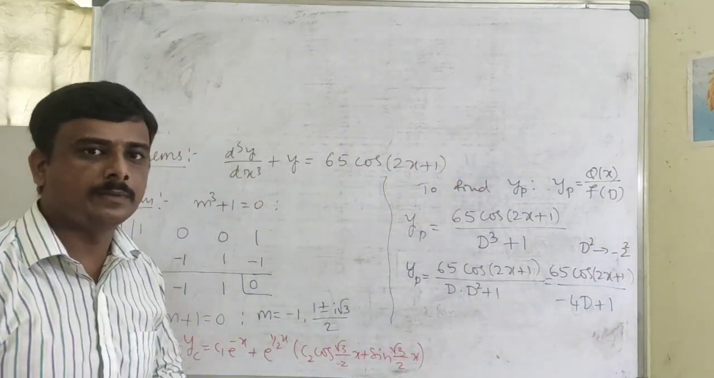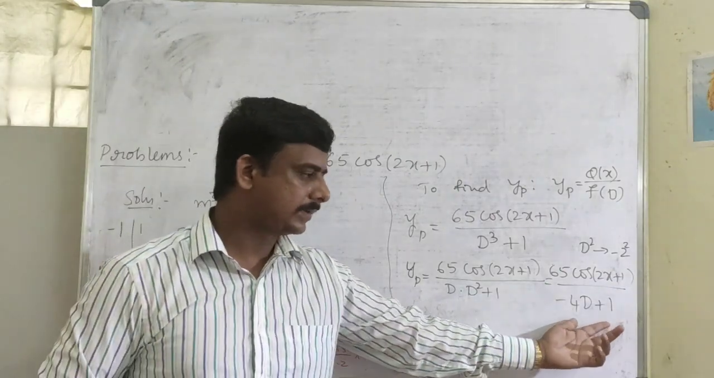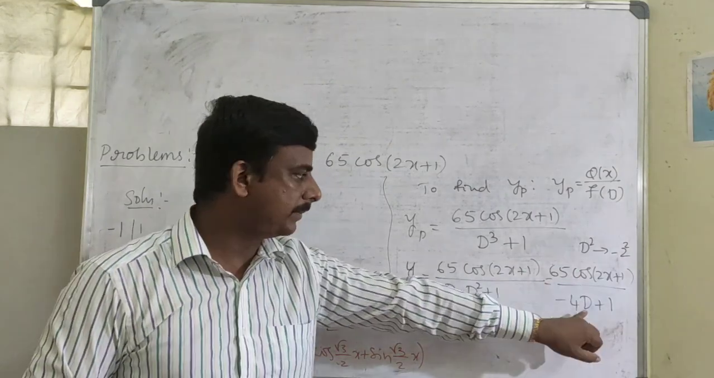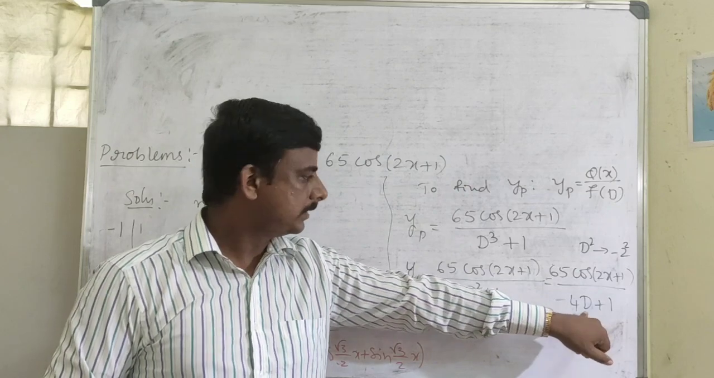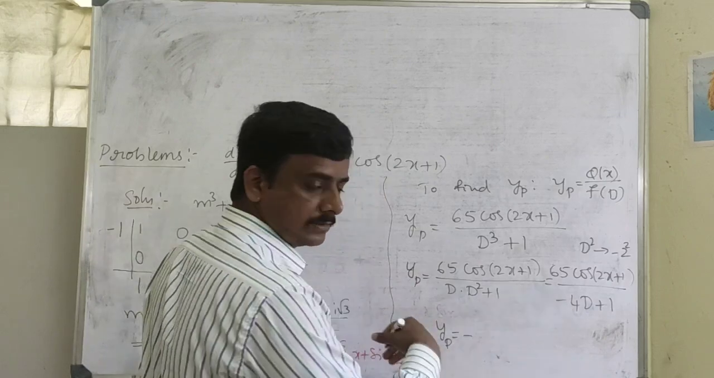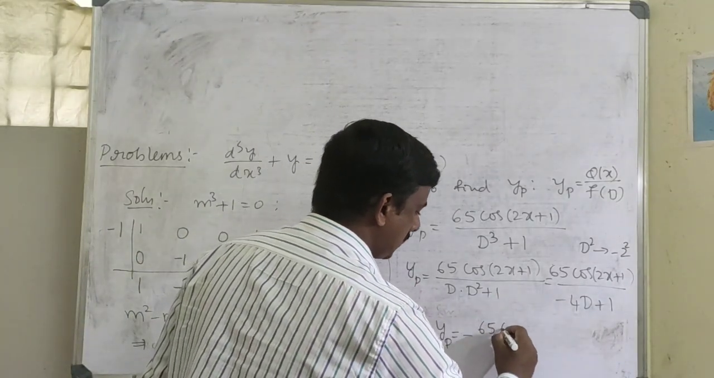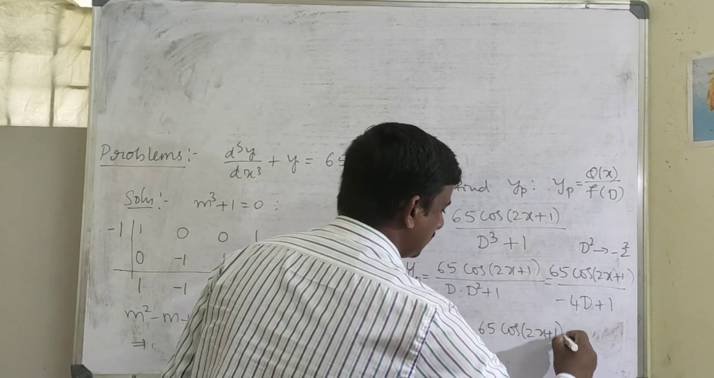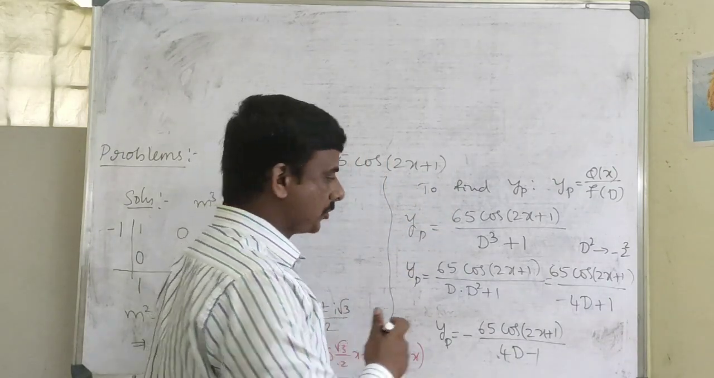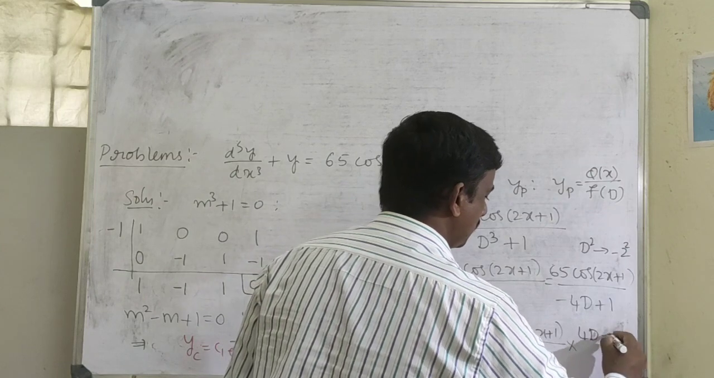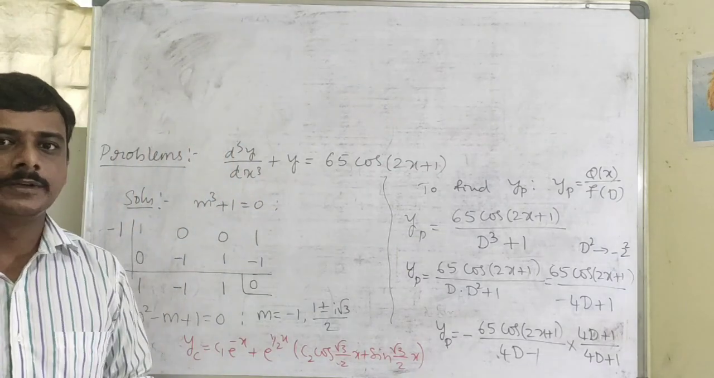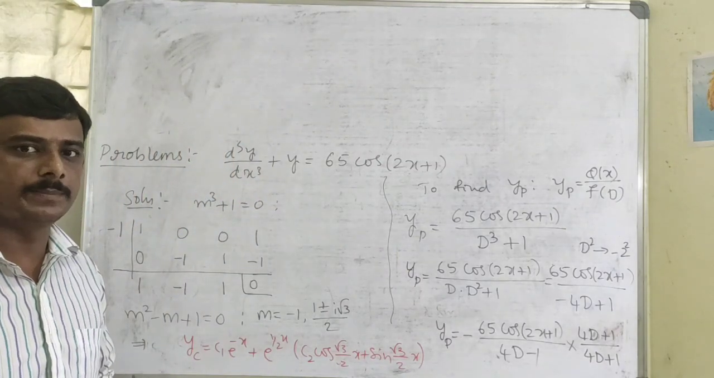When you replace d square by minus a square, it always takes this form, alpha d plus or minus beta. Now multiply and divide this equation by the conjugate of this one. So I'll rewrite this term as yp equal to minus, I'll take outside, 65 cos of 2x plus 1 divided by 4d minus 1. Now multiply and divide by its conjugate. So it will be 4d plus 1 divided by 4d plus 1. So I have multiplied by 4d plus 1 and then divided by 4d plus 1.